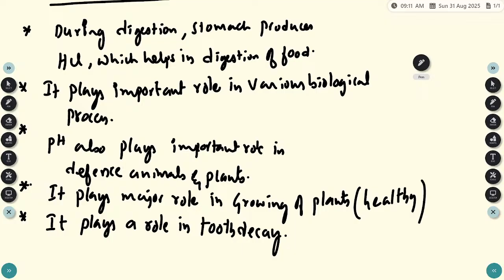The pH was discovered as neutral. Okay, so P is the mathematical operator. It's minus log. So minus log of H plus concentration is known as pH, or the negative logarithm of H plus ion concentration is known as pH.